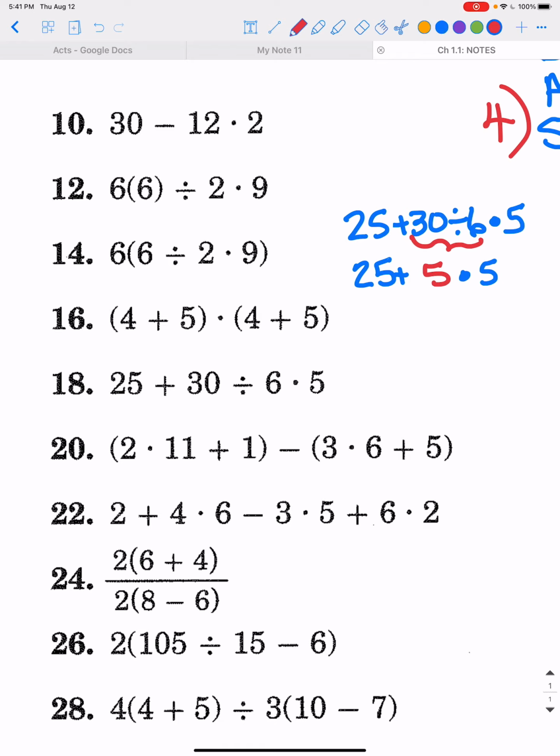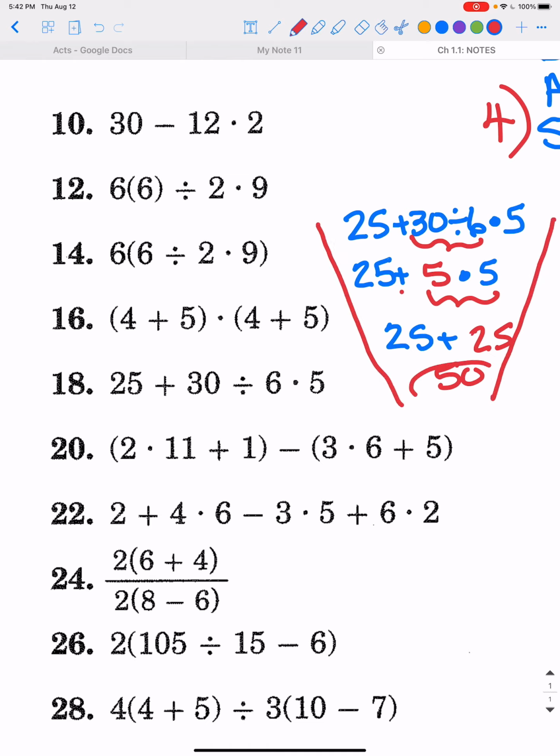And now we've got an addition and a multiplication. So we're going to do the multiplication first. That means we bring the 25 down again, and we do 5 times 5, which is 25, and now we've got 25 plus 25, and that's 50. Notice I kind of call it the upside down triangle. I start out with my big problem, and I whittle it down and whittle it down and whittle it down until I get to my answer.